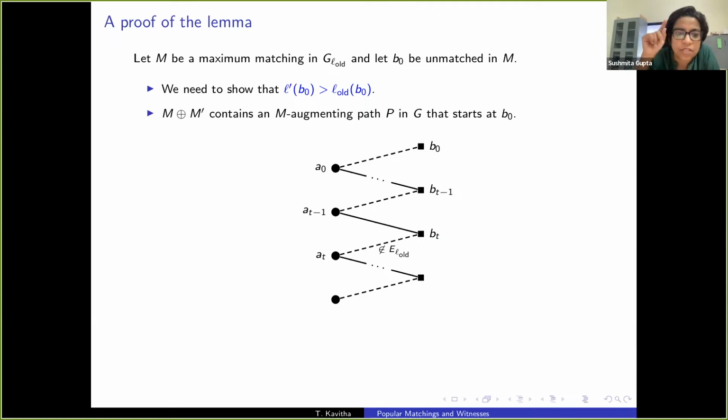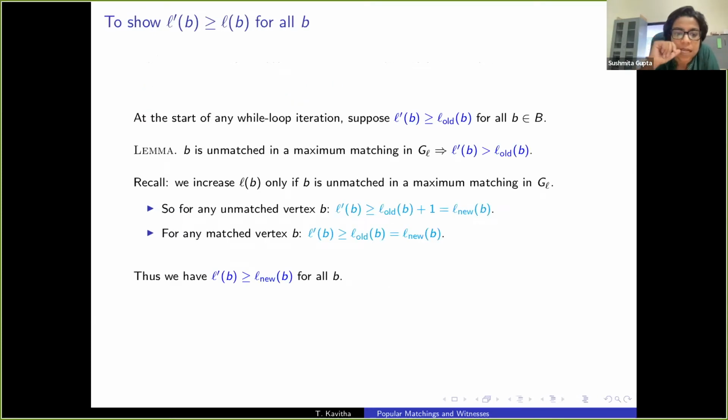Kavitha, can I ask one question on the previous slide? Please. Yeah. So this first itemized thing. For any unmatched vertex B, it's true by the way the algorithm was defined that L new of B, the new label of B, should be L old of B plus 1 because B is unmatched in the current matching. Exactly. But why should that be at most L prime B?